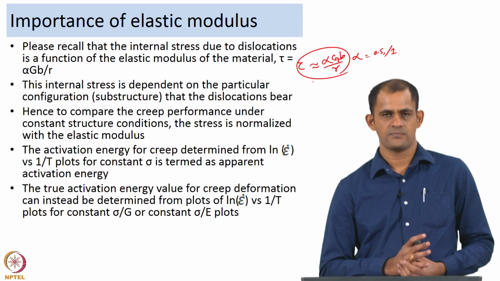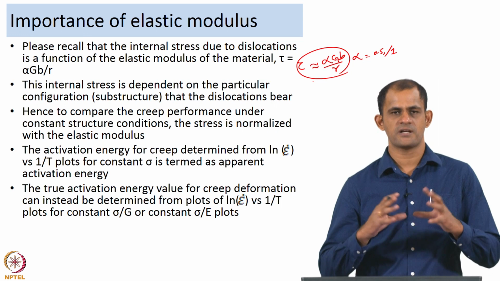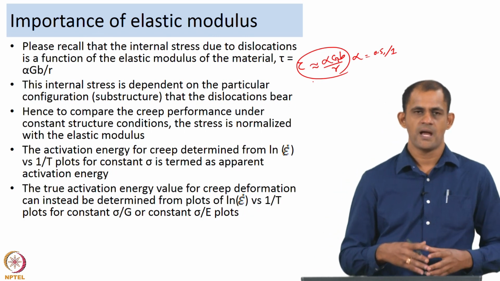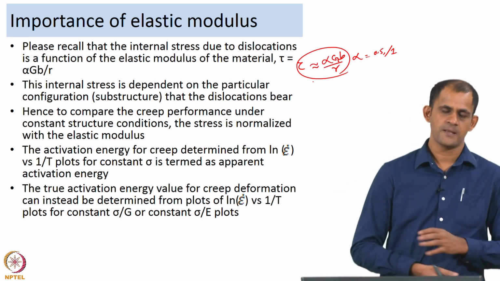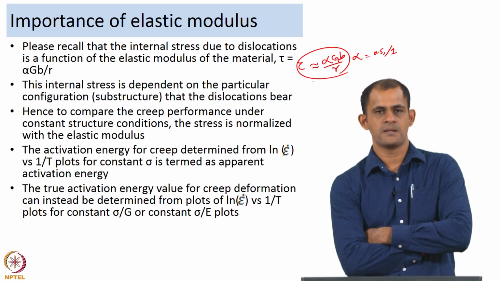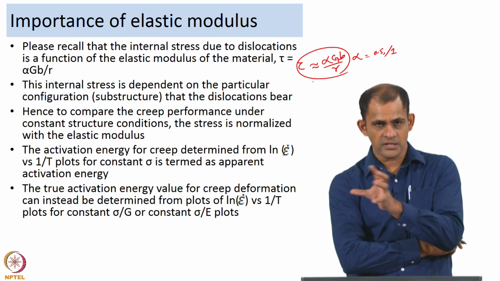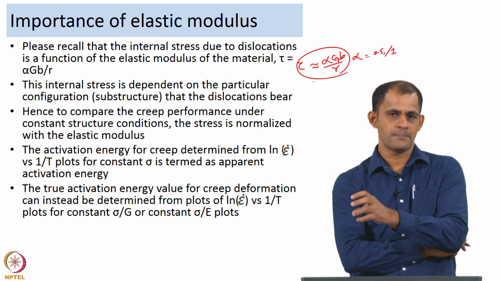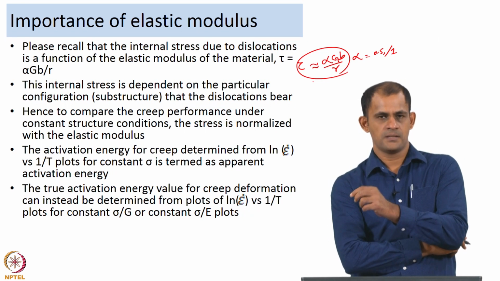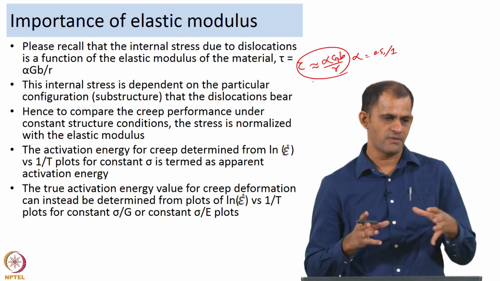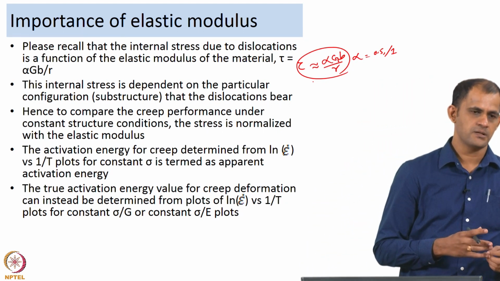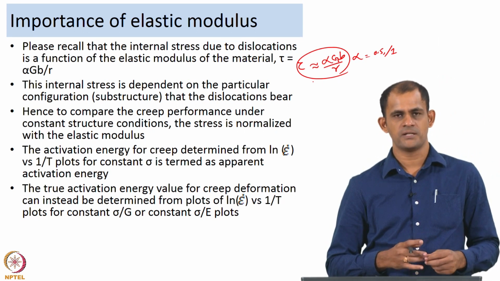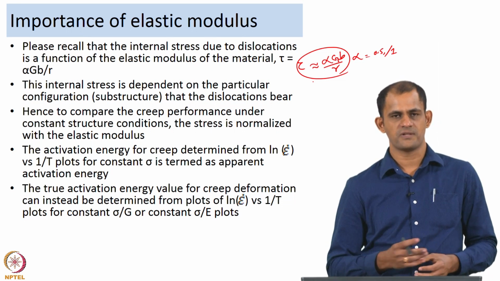What people have noticed is the stress field generated due to a certain dislocation substructure. Assume the dislocations have a certain substructure, a certain configuration, and the stress field or force field that the configuration generates is dependent on the nature of the configuration. So, if you want to compare the creep performance under constant structure conditions, you say you have applied a certain stress, and as a result you have a certain configuration. If you want to maintain the configuration, then you will have to remove the effect of the elastic modulus.